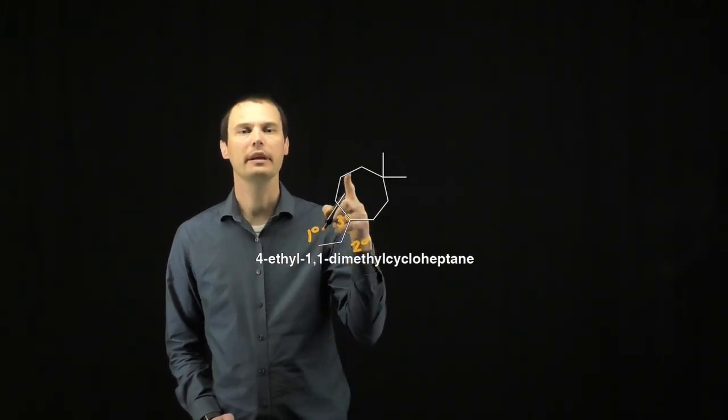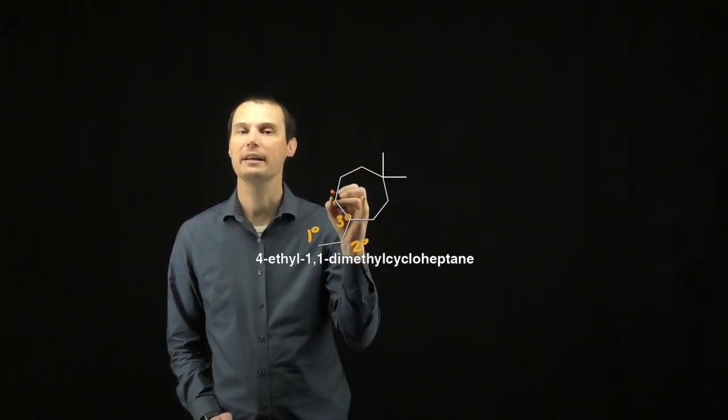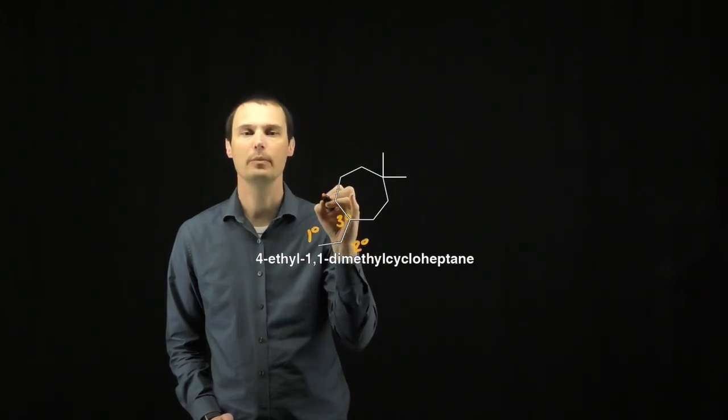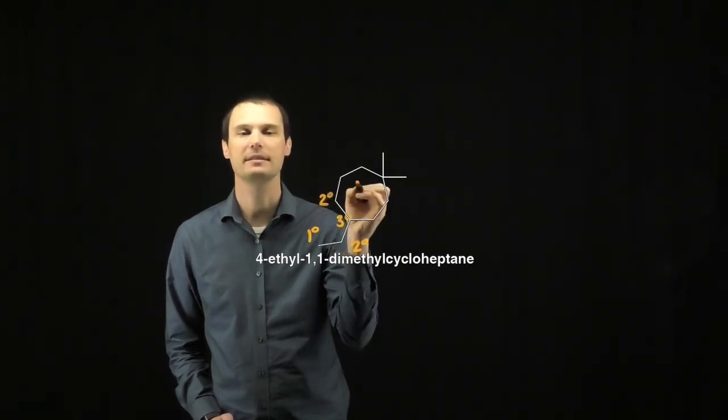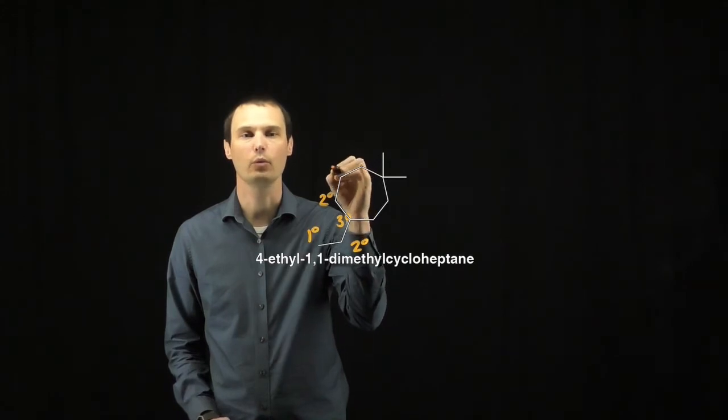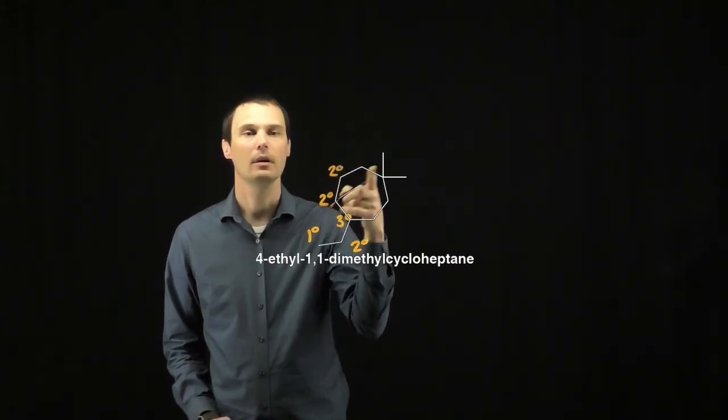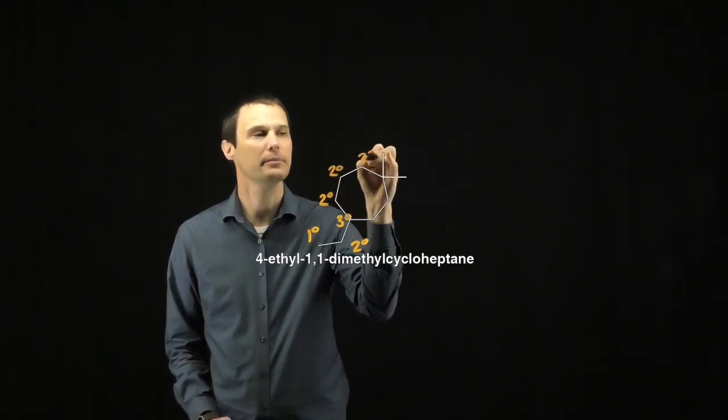As we go around the ring, each of these CH2 groups are all secondary carbons. They have 2 bonds to carbon and 2 bonds to hydrogen. So we can label all of those as secondary in one operation. The same thing with this one. This one is also secondary.